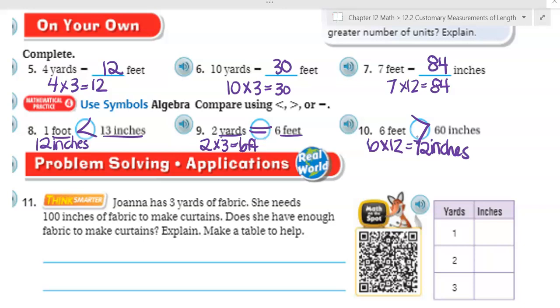So you can go ahead and move on to your math practice and the Google Forms.